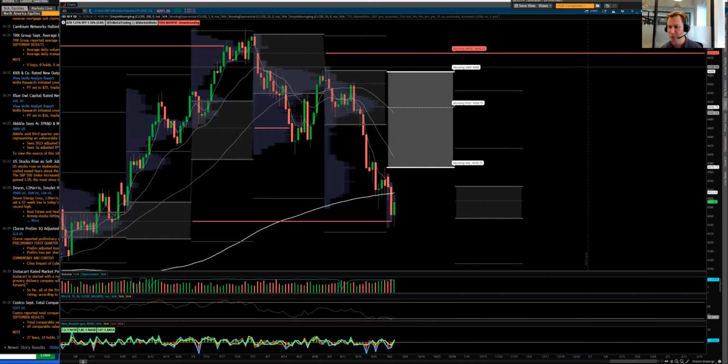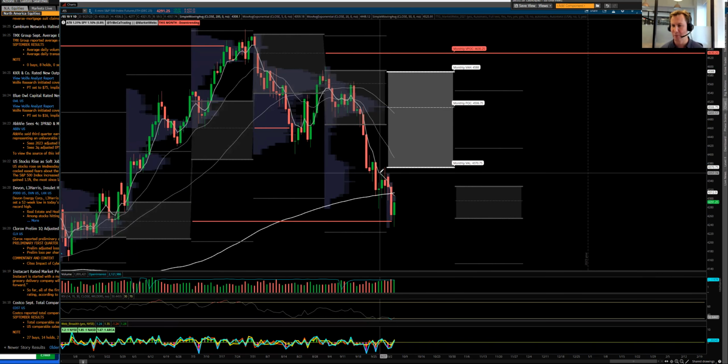We've got to get back over that 200-day moving average. And as I've said back in here, we've got to at least get above the 5-period moving average to change the short-term trend. So that's what I would want to see in terms of confirmation for the S&P.